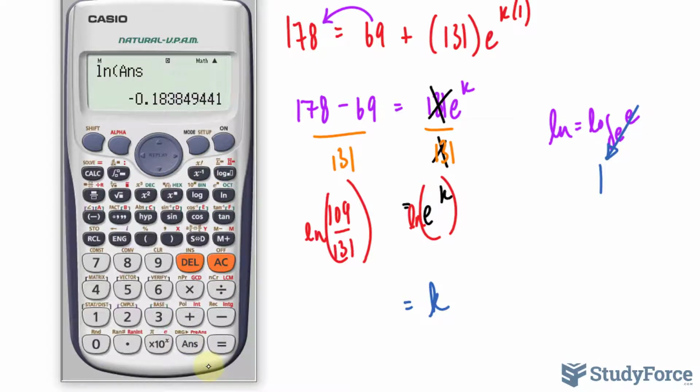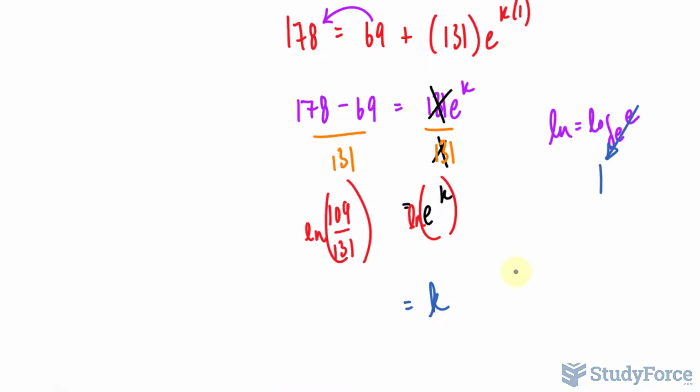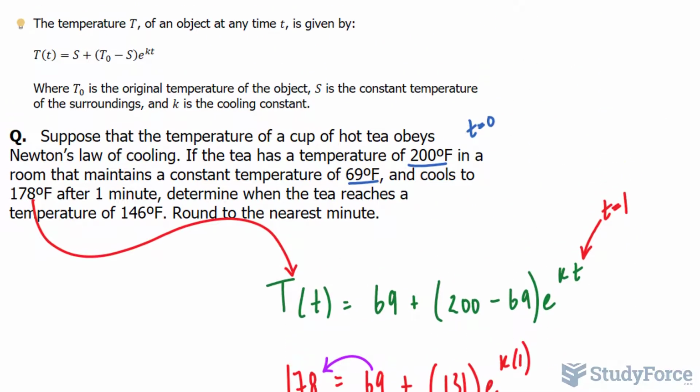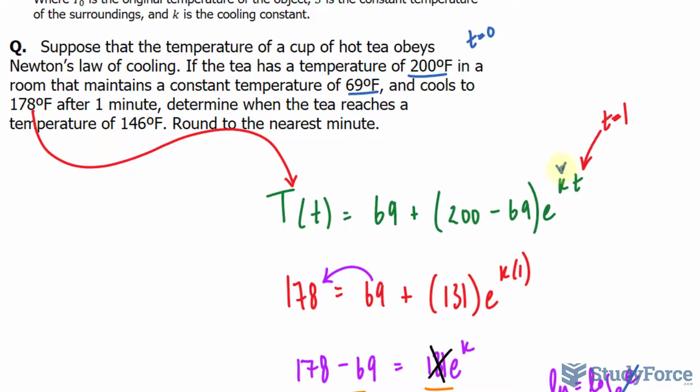It's equal to negative 0.1838. Negative 0.1838. Let me place that right there. Now, we will substitute that value right into k, because by substituting it into k, we can find out what the question is actually asking us to do. Determine when the tea reaches a temperature of 146 degrees Fahrenheit. Let me show you what all that means.